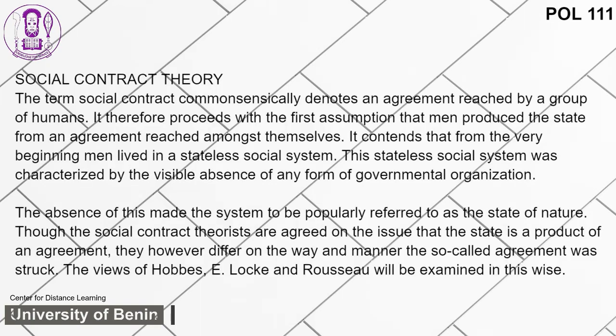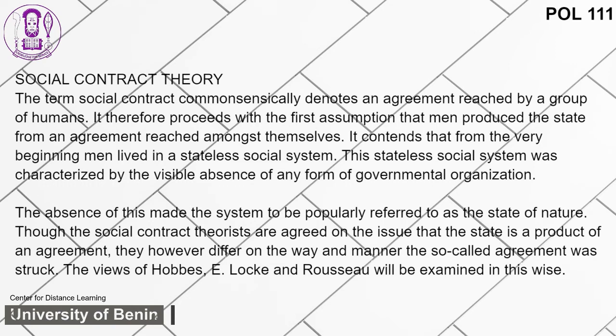Social contract theory. The term social contract commonsensically denotes an agreement reached by a group of humans. It therefore proceeds with the first assumption that men produce the state from an agreement reached amongst themselves. It contends that from the very beginning men lived in a stateless social system. This stateless social system was characterized by the visible absence of any form of governmental organization. The absence of this made the system to be popularly referred to as the state of nature.